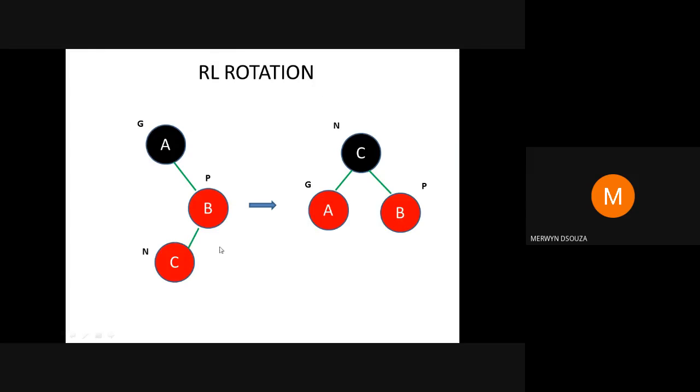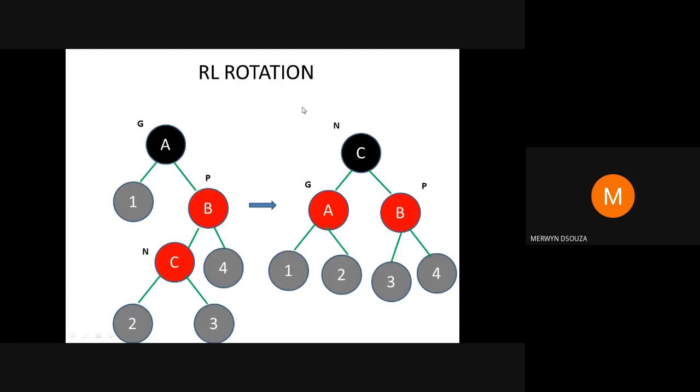So this is the RL rotation. This is one of the rotations that I had not shown you previously. You can just note down this quickly. RL rotation.